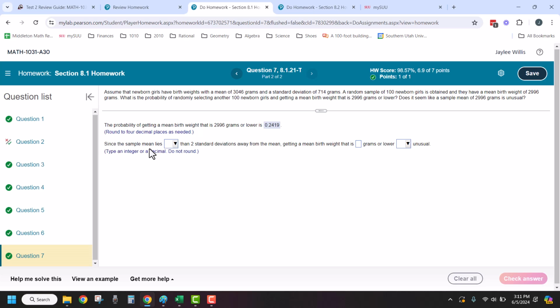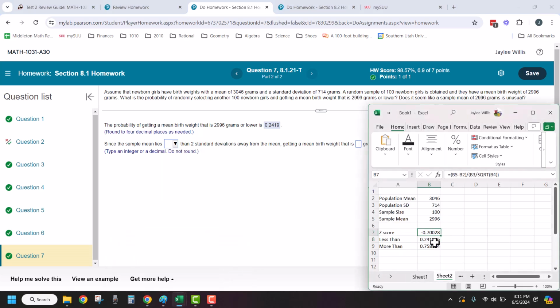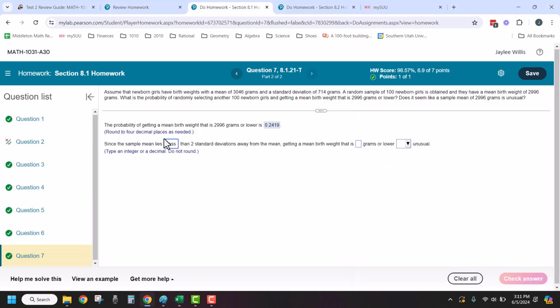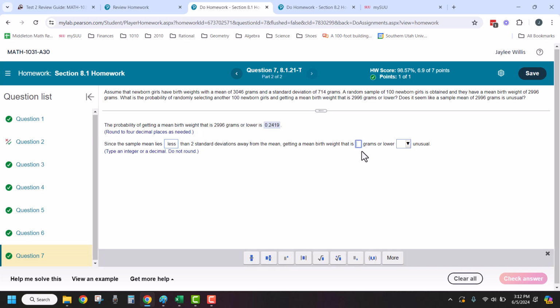It says, since the sample mean lies either less than or more than 2 standard deviations away from the mean. If we look at our z-score, we can see that this z-score is less than 2 standard deviations away. But if it was like negative 2.7 instead of negative 0.7, then it would be more than 2 standard deviations away from the mean. But in this case, it's less than. And getting a mean birth weight of 2,996 grams or lower is not particularly unusual.